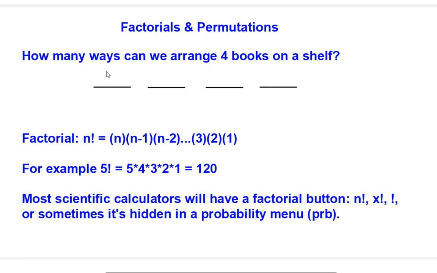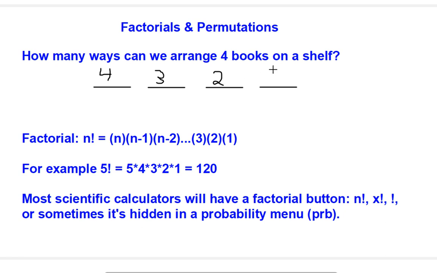You should think about how many choices we have for slot number 1 when we go to put a book there. Well, there are 4 different possibilities for a book that we can put in slot number 1. Once we've put a book in that location, how many books are left? We've placed 1 book. We had 4 to start with, so there must be 3 left, which means we have 3 choices for slot number 2. Slot number 3, we have 1 fewer choice. There are only 2 choices left.